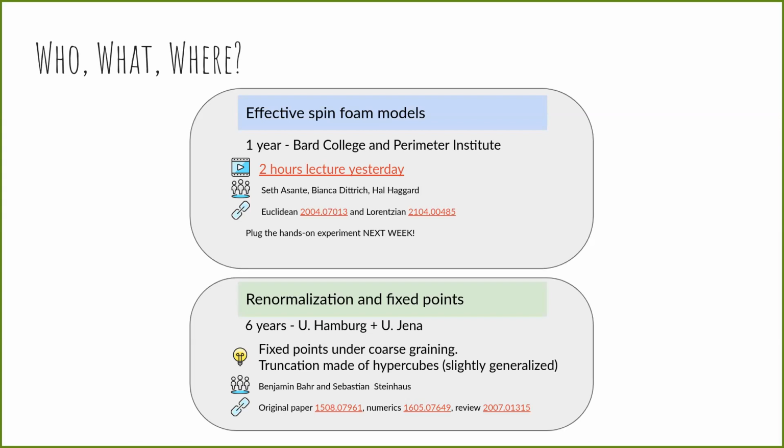And the other approach is about renormalization and fixed points. There's a group, mainly Benjamin Bahr and Sebastian Steinhaus and students, based at the University of Hamburg and Jena in Germany. They study the presence of fixed points under coarse graining of spin foams, of course with some approximation. In particular, they use a truncation of spin foam amplitudes made only of hypercubes. And I also leave here some references in case you're interested.